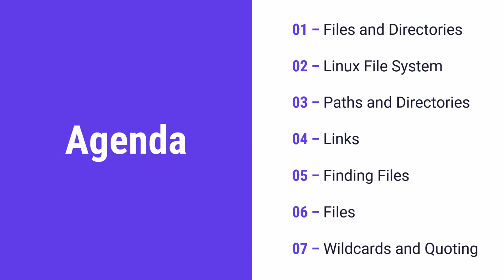So in this topic, we're going to look at some general concepts related to files and directories. We'll be looking at the file system a little bit to understand better how that's structured. Talk about some concepts related to paths and directories. That's mostly review. We will look at links, so hard links and symbolic links, how to find files. Again, some more general concepts related to files and file names, and then we'll look at wildcards and quoting at the end.